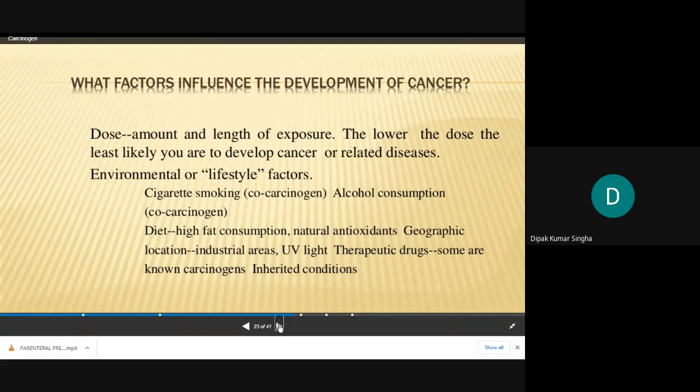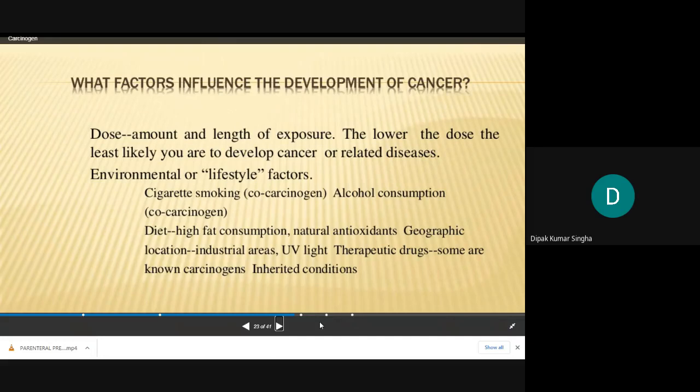So it is not that when someone is exposed to X-rays, cancer will necessarily come. No, it depends on the dose, amount, and length: what amount of the carcinogen is introduced into the body, and for how long. The lower the dose, the less likely you are to develop cancer and related disease, obviously. And if the exposure time is high, the chances of cancer increase. Environmental or lifestyle factors, like cigarette smoking: suppose one day you smoke one cigarette, there is no chance of cancer.